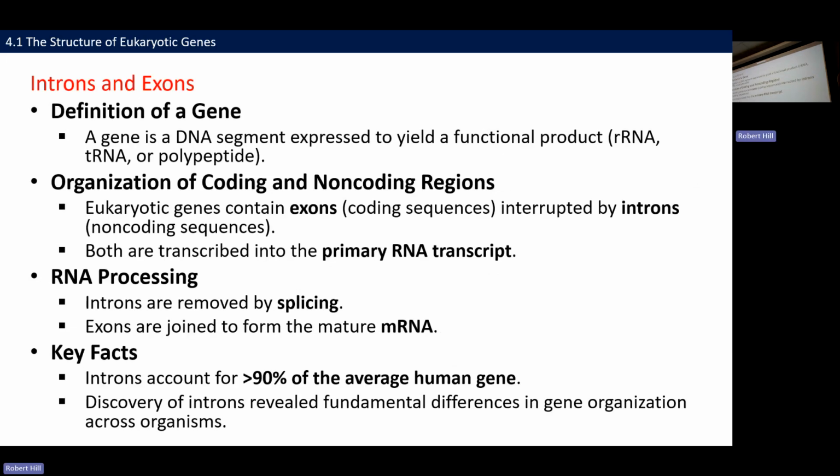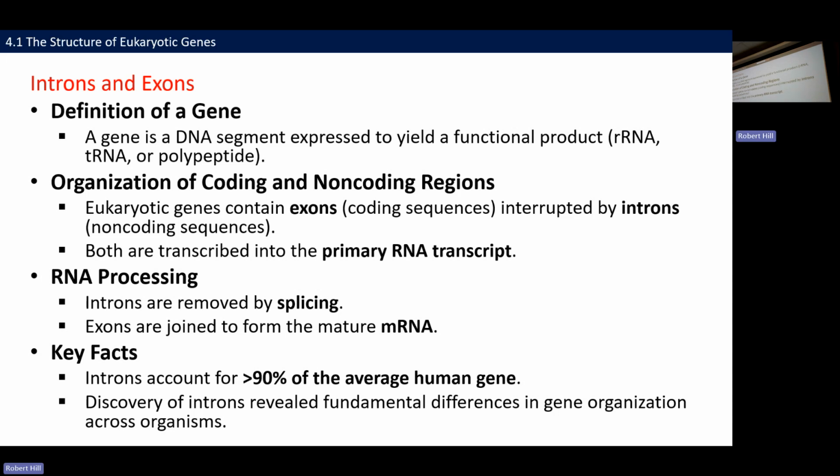All right, so back when I took this course, the definition of a gene was something that codes for a protein. That is not the definition of a gene anymore. The definition of a gene is something that yields a functional product, right? Because genes produce ribosomal RNAs, transfer RNAs, proteins, and other things. They produce microRNAs, piRNAs. Anything that produces a functional product is a gene.